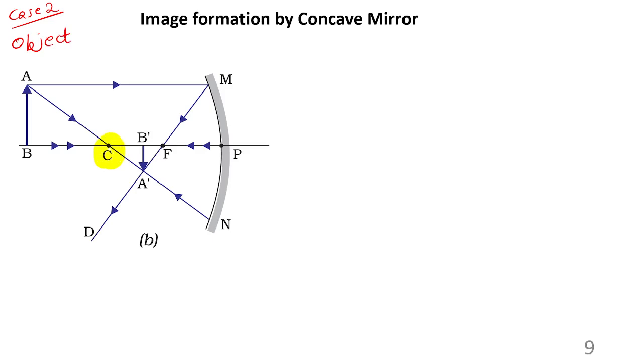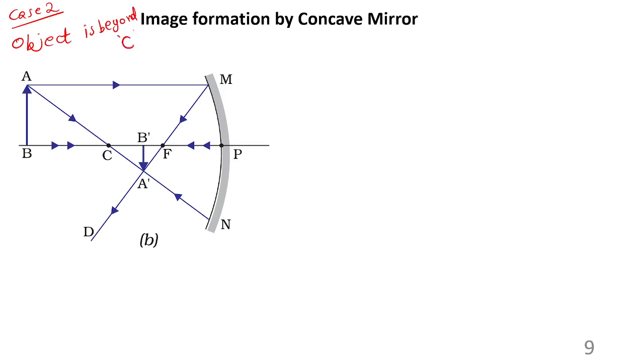What does this C stand for? C stands for center of curvature. Meaning that this mirror is part of a sphere, right? That sphere will have a center, right? That is C. So the object is not at infinity, but a little away from the mirror, beyond the center of curvature. Object is beyond C.